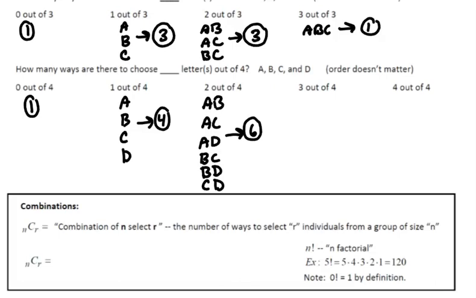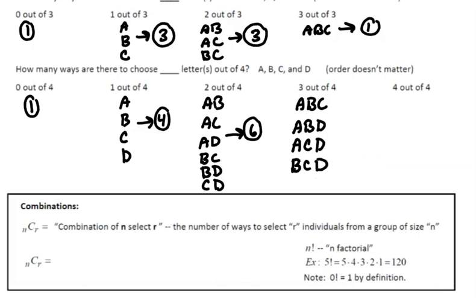Now, how many different combinations of 3 letters could I get out of a bag of 4? Well, I could get A, B, and C. I could get A, B, and D. I could get A, C, and D. Okay, so A's gone with B and C, B and D, and C and D. I'm done with A. I could also get B, C, D.